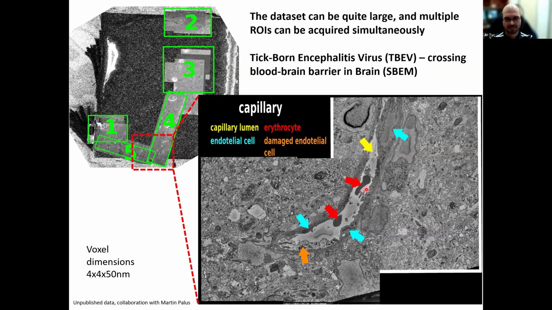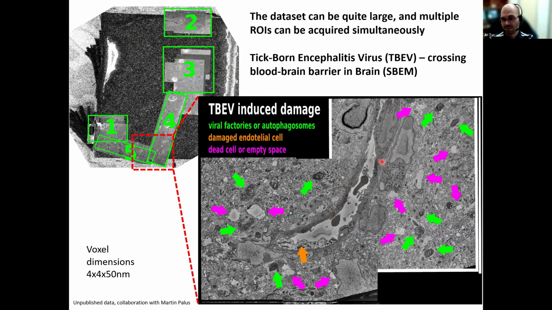So here, this is the example of the capillary. There are the erythrocyte, endothelial cells, and so on. There is already a lot of damage. You can see the empty spaces that you won't see in the healthy tissue. There are the viral factories all around. There is already one endothelial cell damaged.